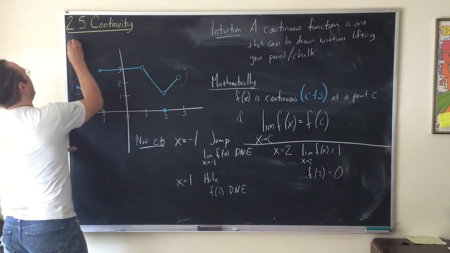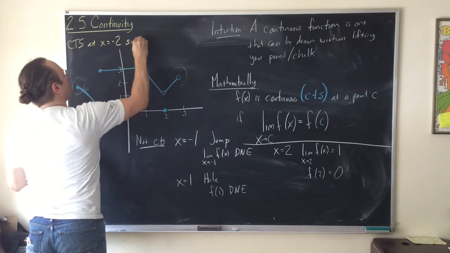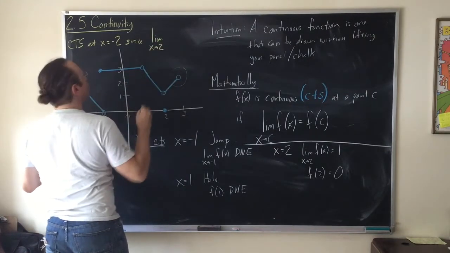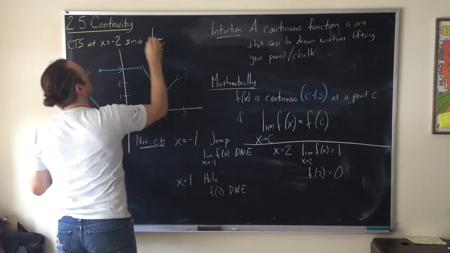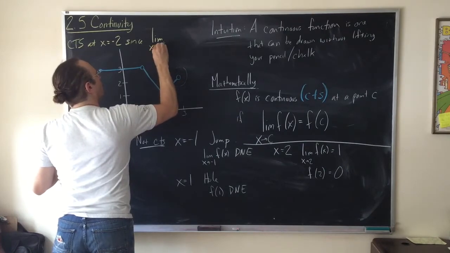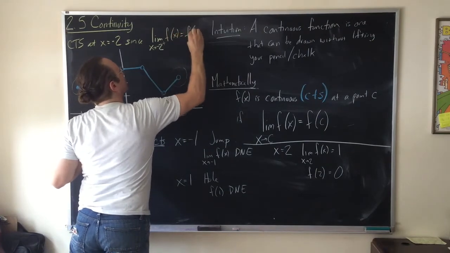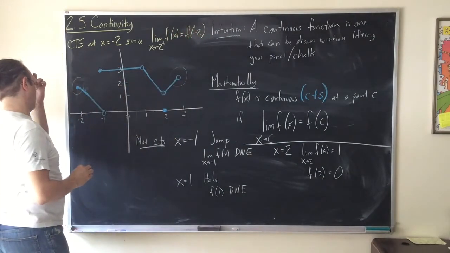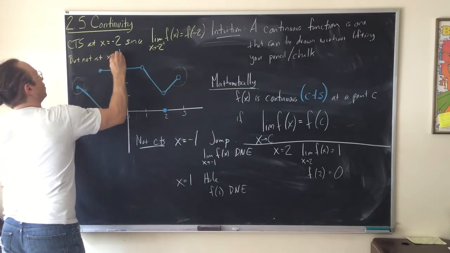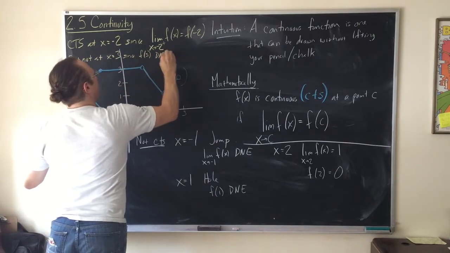So we will say it is continuous at x equals -2, since the limit as x approaches -2 from the positive side equals the value of the function, but not at x equals 3, since f of 3 does not exist.